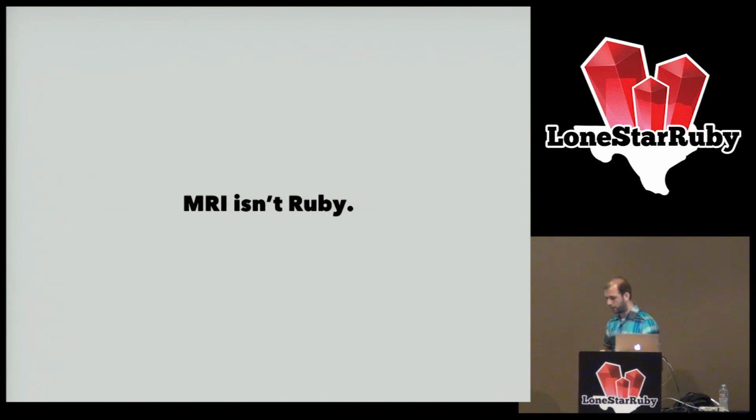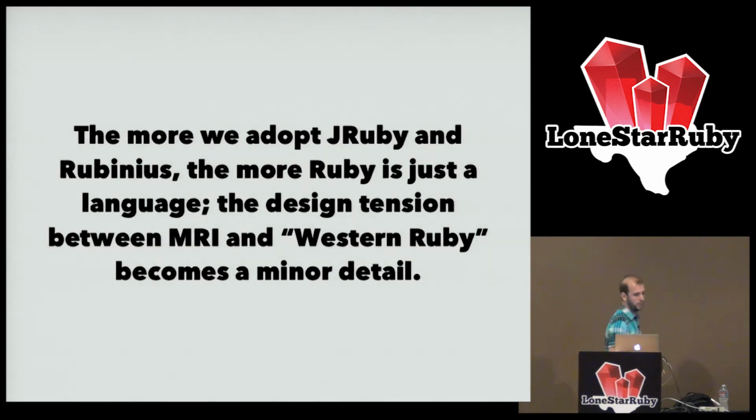So the way to work around this is that MRI isn't Ruby. MRI is not the Ruby. It's the Ruby to a lot of people, but it doesn't need to be. The more we can adopt JRuby and Rubinius, the more Ruby is just a language, and MRI is another implementation of it, and it's just the one that gets the new language features first.